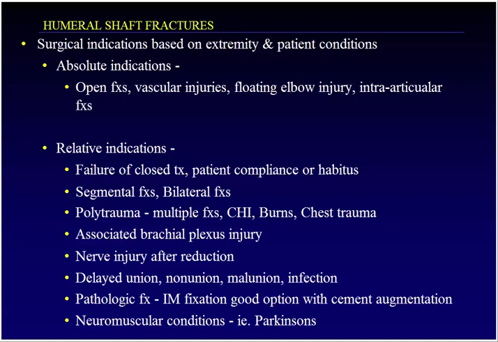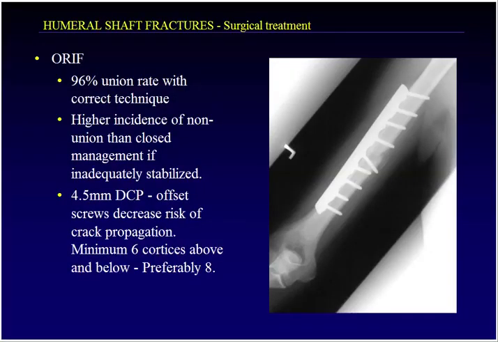You also see other indications: multiple fractures, closed head injuries, burns, chest trauma, associated brachial plexus injuries, and nerve injuries after reduction. That's a controversial topic which we'll cover in a moment. If you have a delayed union or a non-union of the bone, or a malunion or an infection, those would certainly be indications for operative intervention. For pathologic fractures, intramedullary fixation is a very good option for pathologic fractures of the humeral shaft, and in certain neuromuscular conditions such as Parkinson's disease.